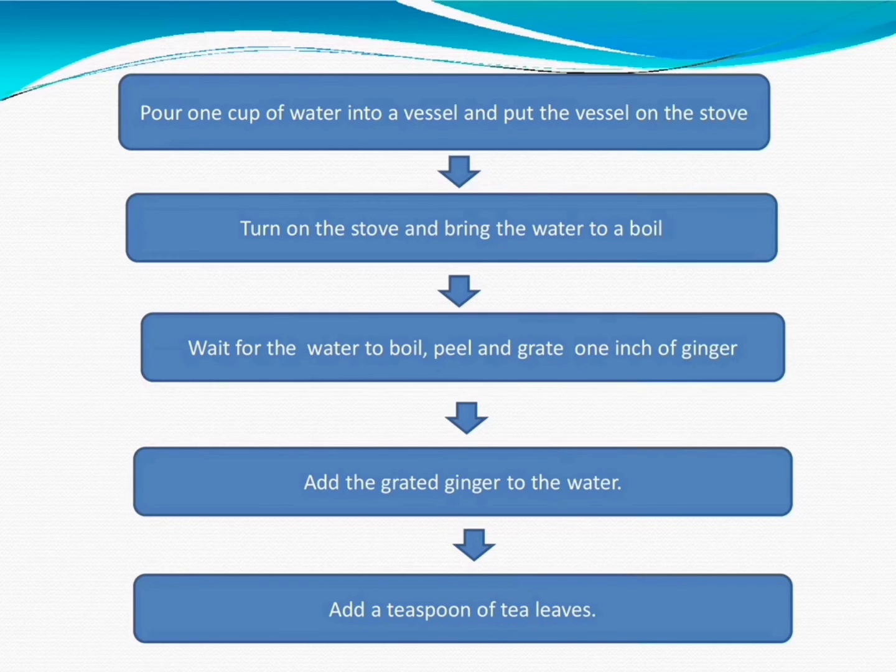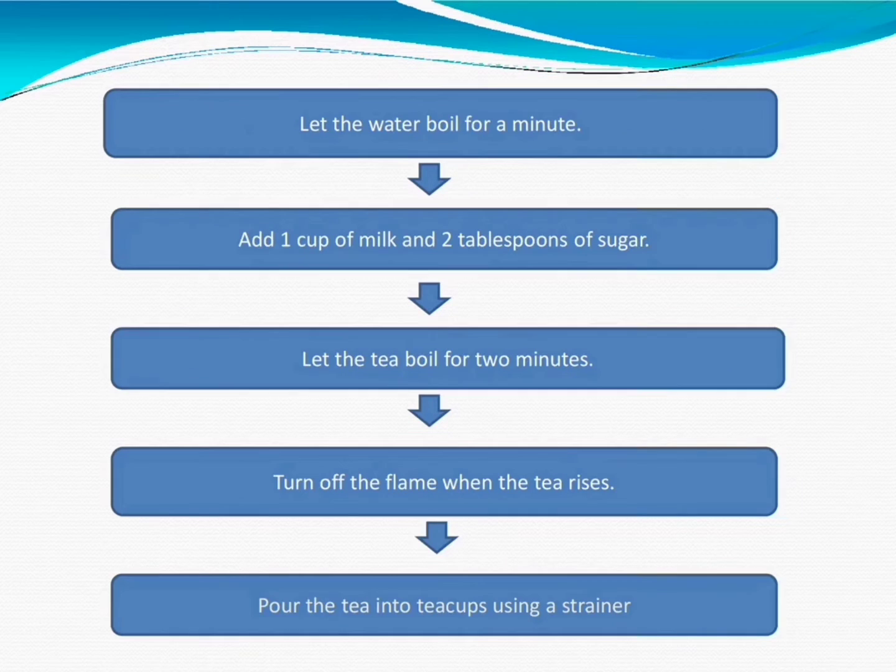So pour 1 cup of water into the vessel and put the vessel on the stove. Turn on the stove and bring the water to boil. While waiting for the water to boil, peel and grate 1 inch of ginger. Add the grated ginger to the water. Add a teaspoon of tea leaves. Let the water boil for a minute. Add 1 cup of milk and 2 cups of sugar. Let the tea boil for 2 minutes. Turn off the flame when the tea rises. Pour the tea into the teacups using a strainer. So this is the procedure.